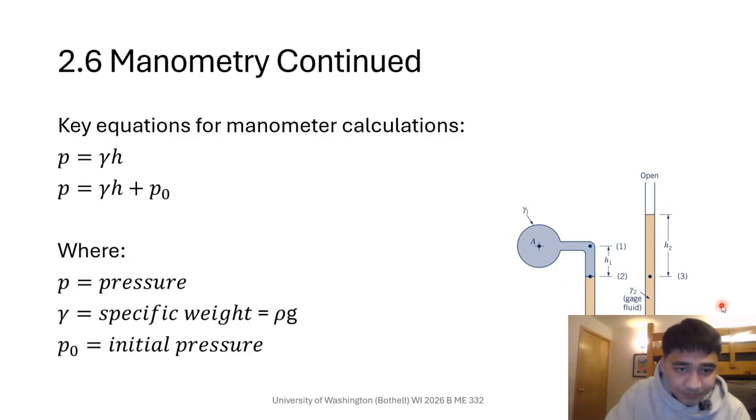So, manometry continued. Here are the key equations for manometer calculations. This is what you had before: the pressure is equal to the specific weight times the height. This is actually kind of contradicting itself, because this P doesn't equal this P. You'll see what I mean once you are solving these problems: you might have to add this P naught to one side or not.